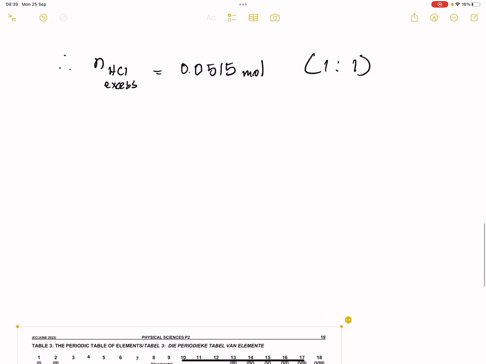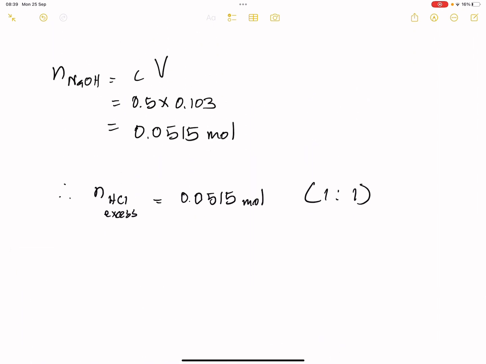Now, ladies and gents, I want you to please note, we've got the number of moles of hydrochloric acid in excess, but where does the excess moles come from? We started with the initial moles of hydrochloric acid, but remember, there's the reacted moles. The reacted moles are the ones that reacted with the eggshells. So we know that the excess is 0.0515, apologies about that. Okay, let's write that nicely.